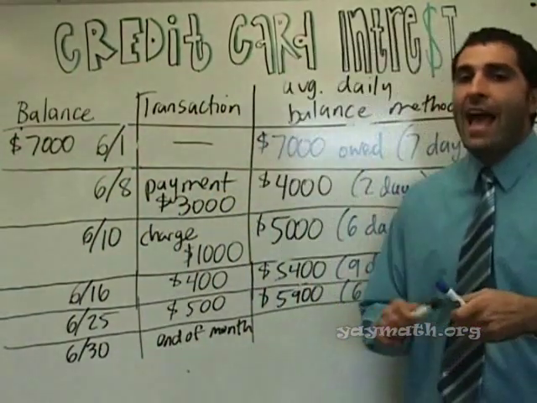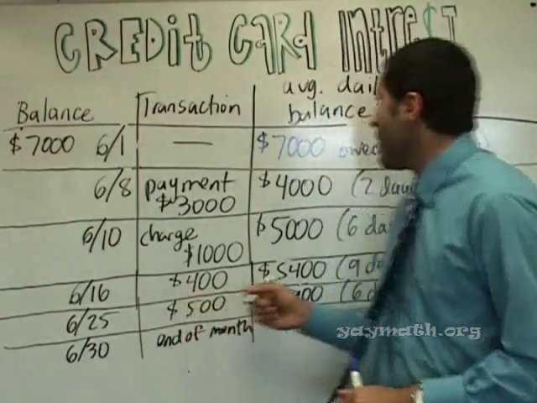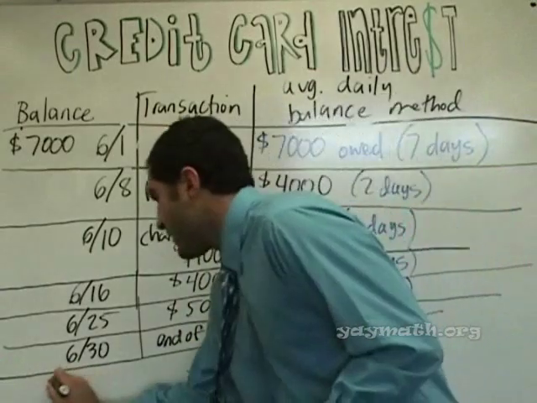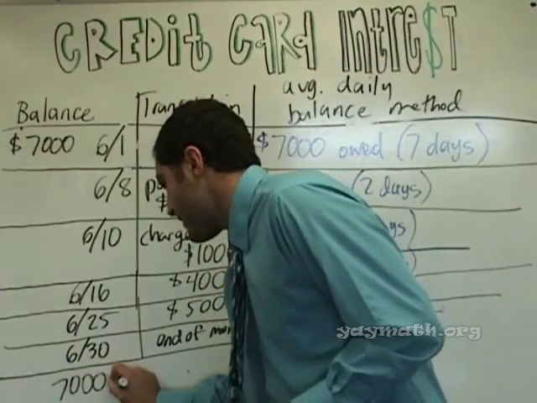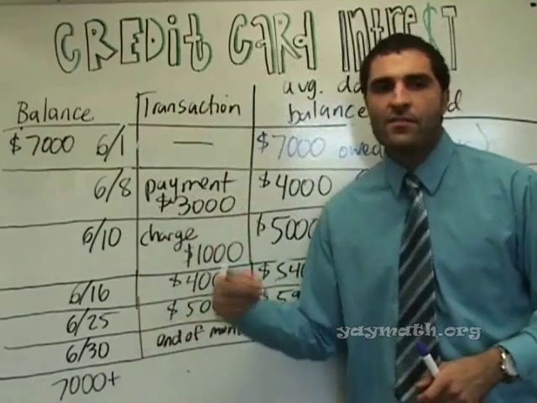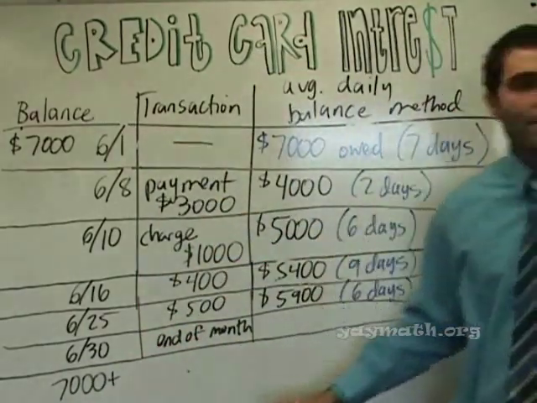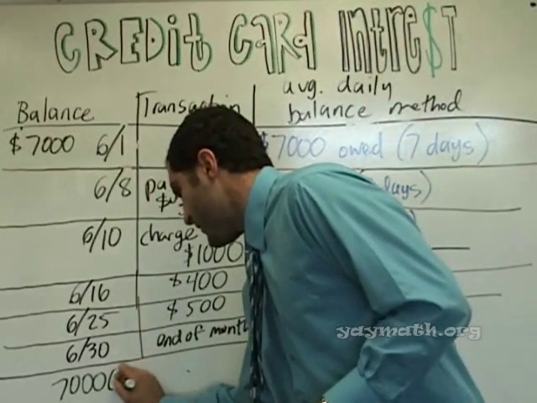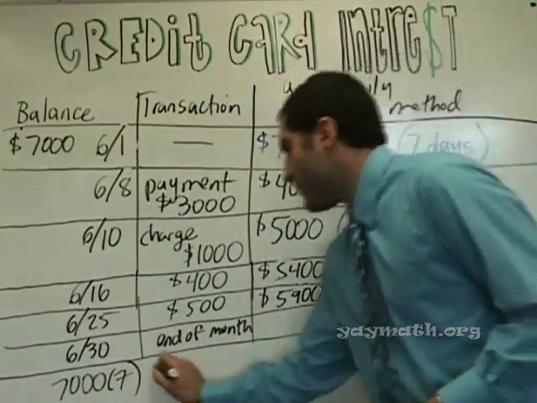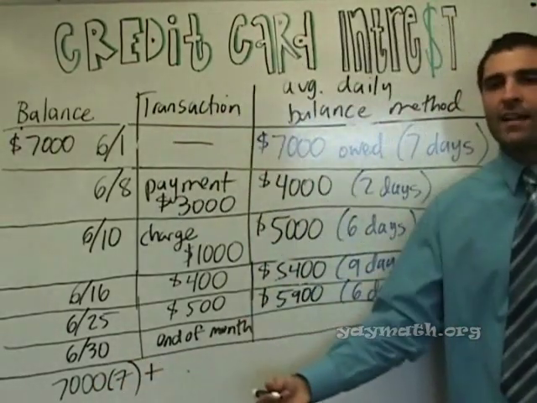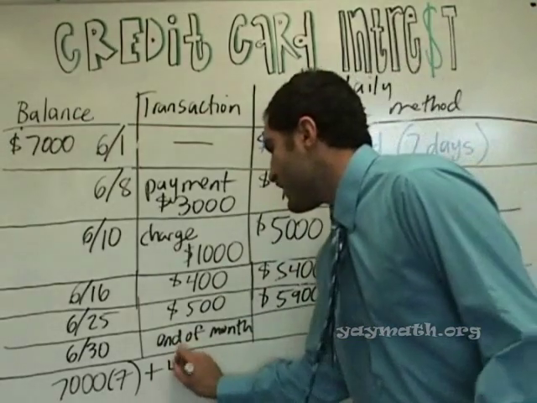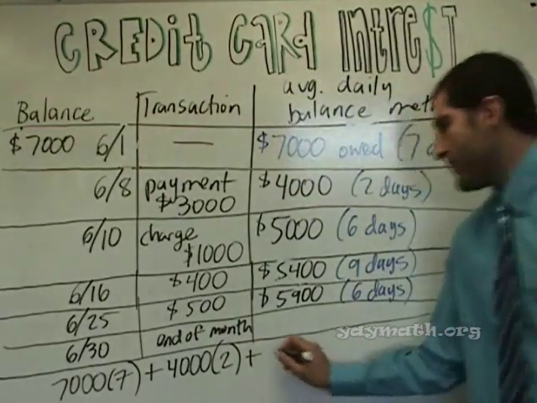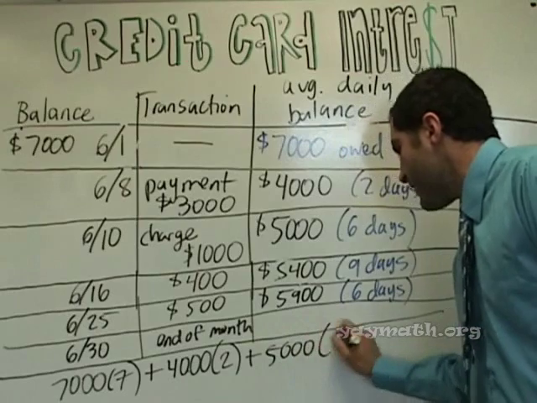So what we're going to do is take the average of every single day. The average of every day would be 7,000 plus 7,000 plus 7,000. How many times? 7 times. So would you be comfortable with me just doing 7,000 times 7? Plus, how many 4,000s do we add in the average? 4,000 times 2. Plus 5,000 times 6 days.